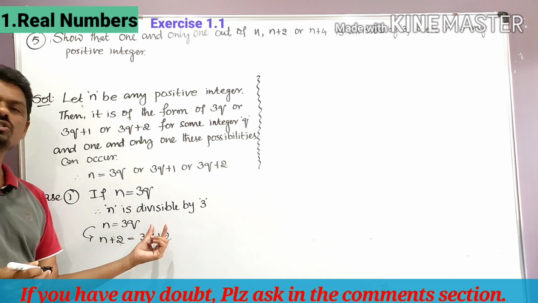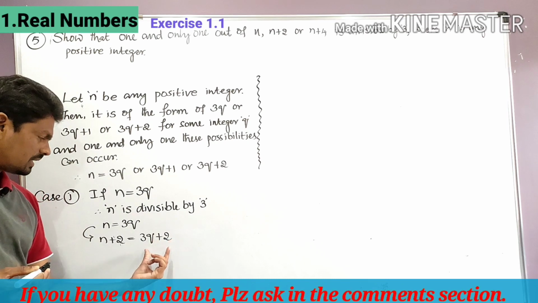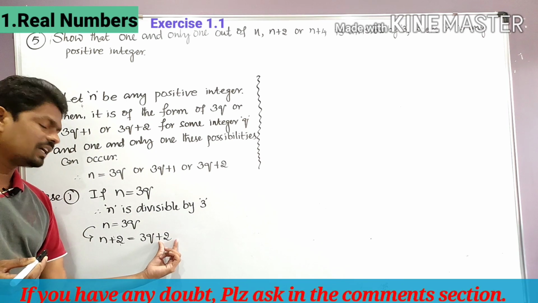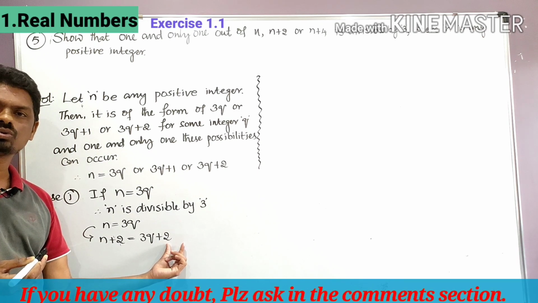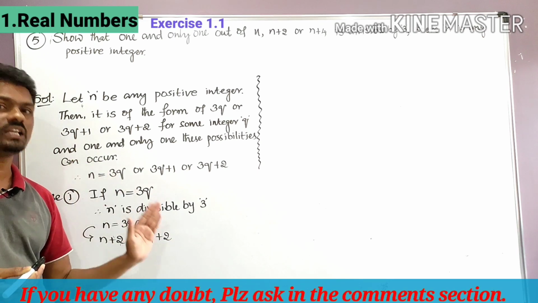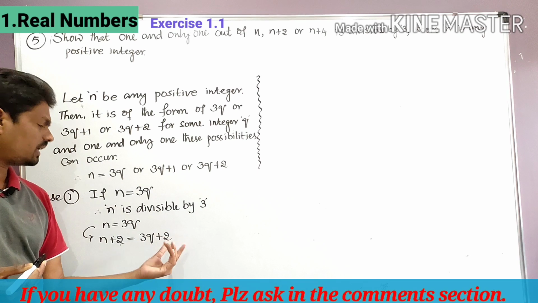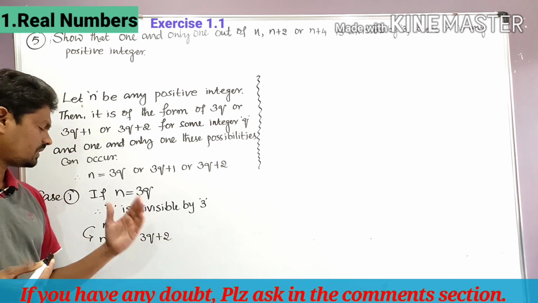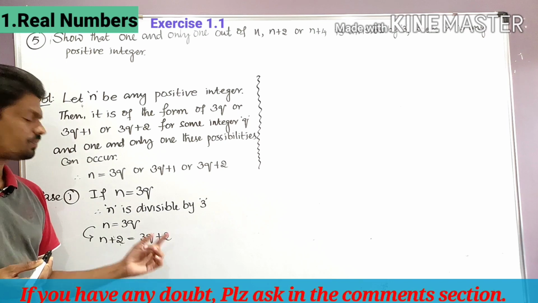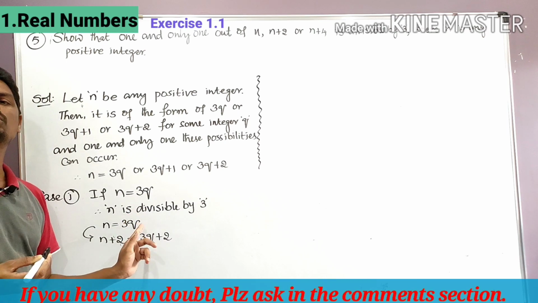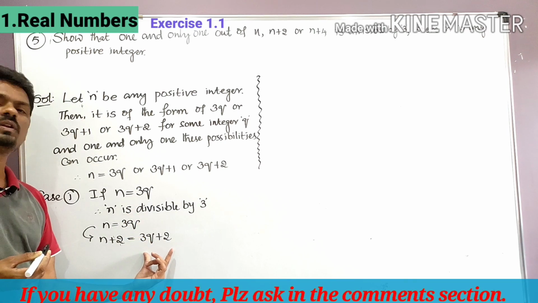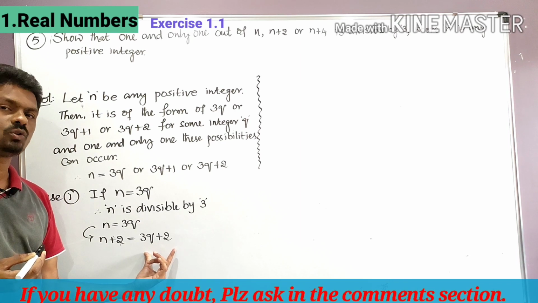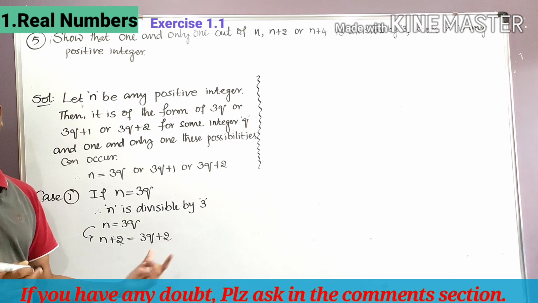So only 3q is divisible by 3. But here if you divide 3q plus 2 by 3, we get a remainder 2. So we get n plus 2 leaves remainder 2 when it is divided by 3. So here, student, only 3q is divisible by 3, but 3q plus 2 is not exactly divisible by 3. It leaves remainder 2 when it is divided by 3.